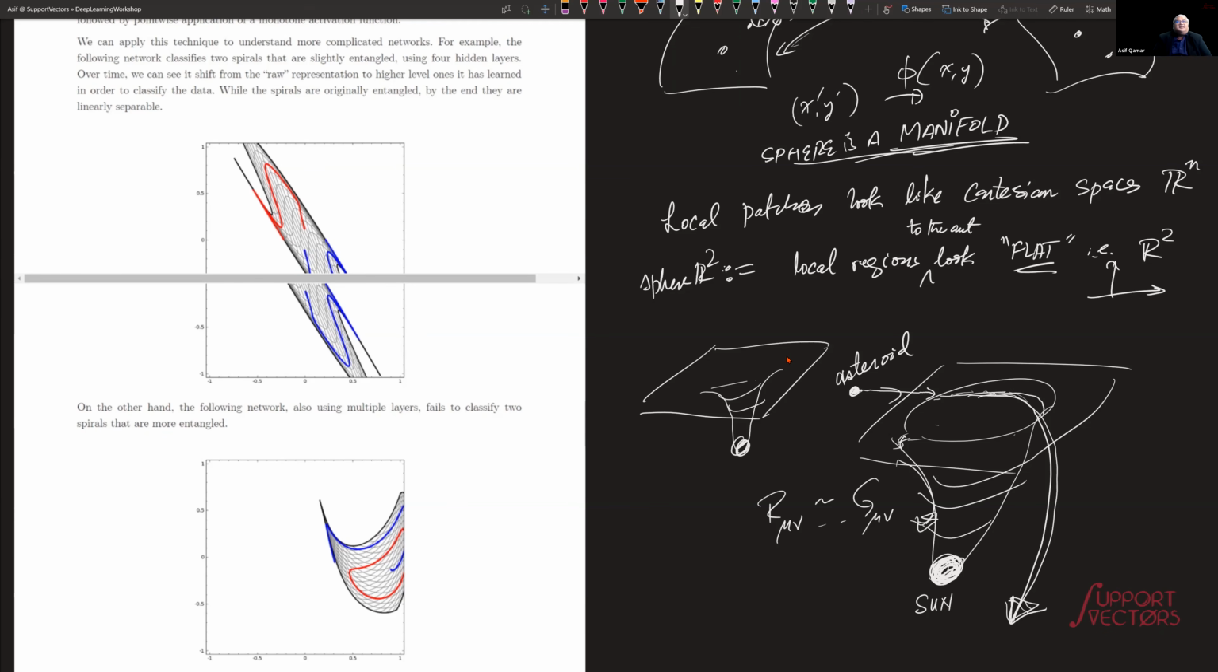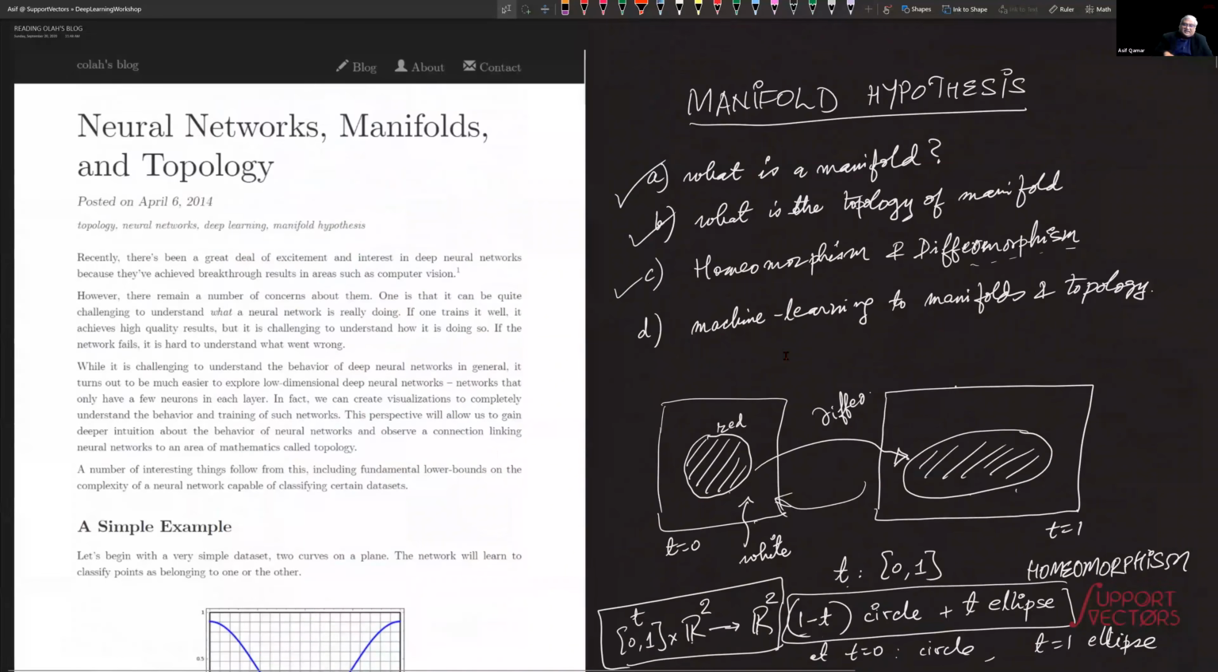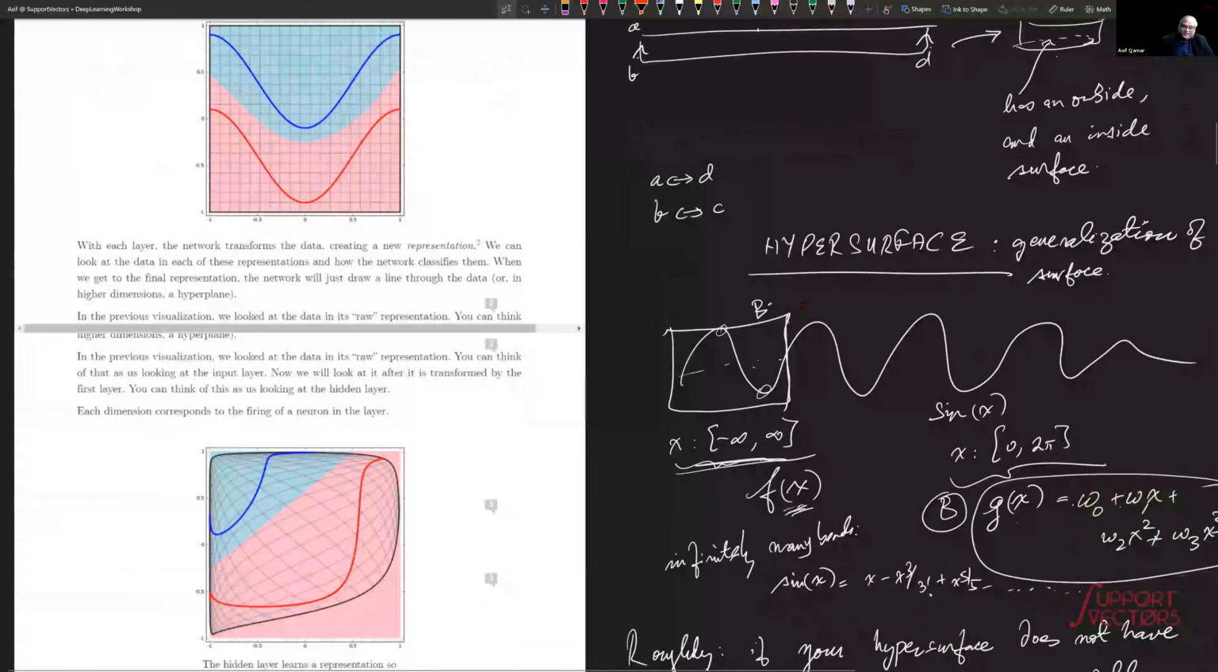So this is it, guys. When you understand these concepts of manifolds and homeomorphism, a lot of these deep ideas begin to become quite simple after that. But let us go back and make progress on our blog. So we understand homeomorphisms, we understand manifolds and topology. Now, the fundamental hypothesis. What is the manifold hypothesis?